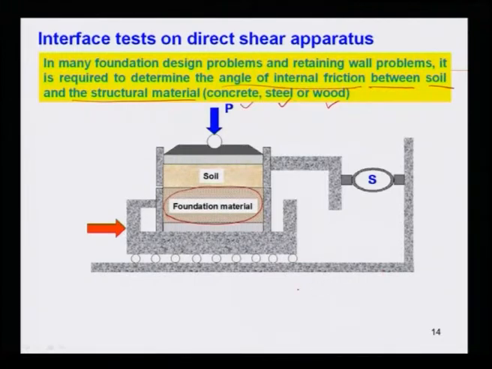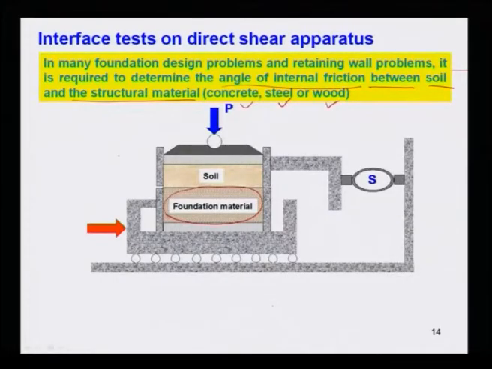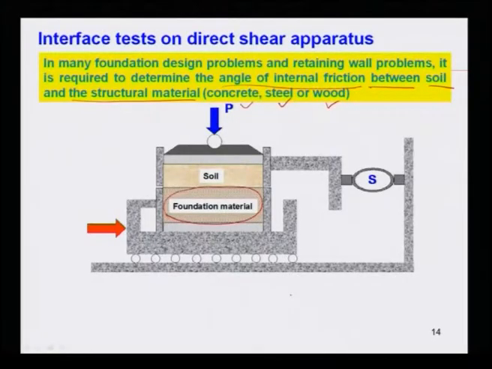Then what will happen? Just think. The soil will shear along the foundation material, that means shear stress is generated at the surface. Then whatever shear strength parameter you get, phi, or delta, is nothing but the angle of internal friction between soil and foundation material. So this is the most important test, direct shear test. It can be used to find the interface friction between the soil and the structural material.